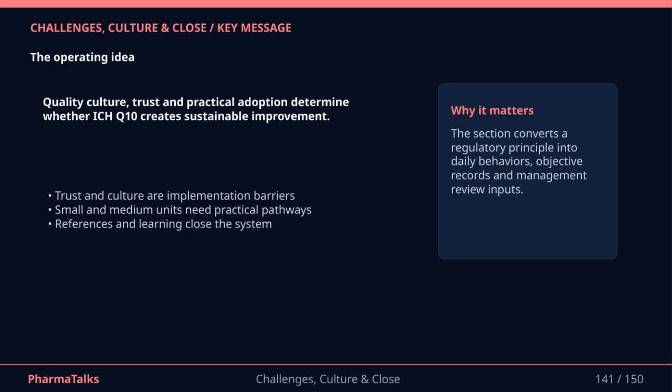The core idea here is that building a quality culture, fostering trust, and adopting practical approaches are essential for achieving sustainable improvement. One of the biggest hurdles is overcoming barriers related to trust and organizational culture, especially since these elements impact how well new processes are embraced. For smaller and medium-sized units, it's particularly important to have practical pathways that make implementation feasible and effective. Additionally, using references and continuous learning helps close the loop, ensuring that improvements are maintained over time.